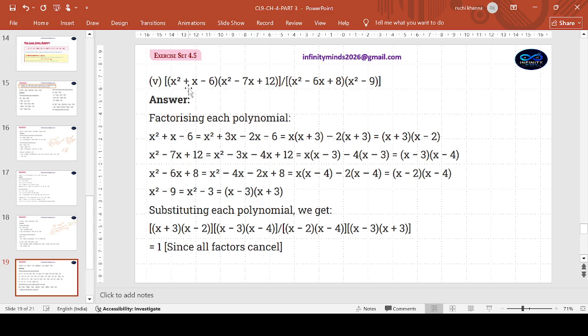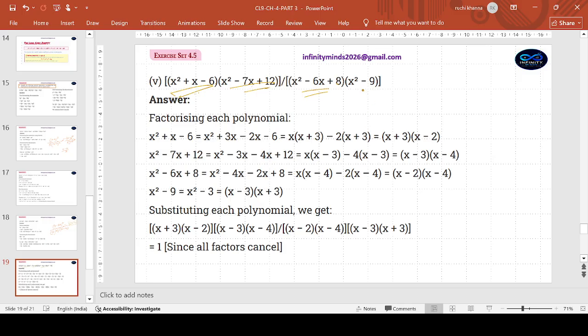Fifth part, x square plus x minus 6. What does it make you think? Quadratic, splitting the middle term. I leave it up to you. 3 and 2, 6. Quadratic, 12. Factors, 3 and 4. In fact, we've done very similar types. Numbers also same, just the adjustment of the sign. 3 and 4, 12. And 3 and 4, 7. Quadratic, factors of 8 to get you 6. I think 2 into 4, 8. And 2 and 4, 6.